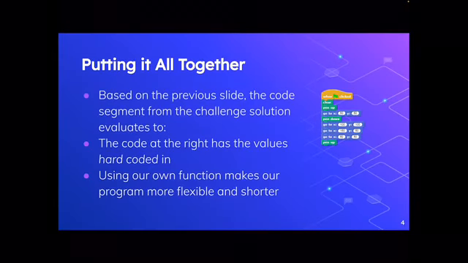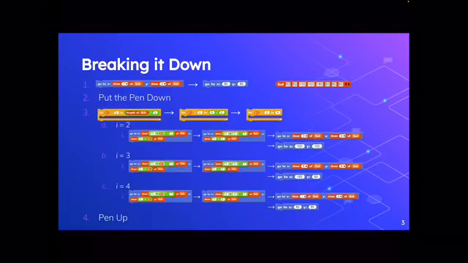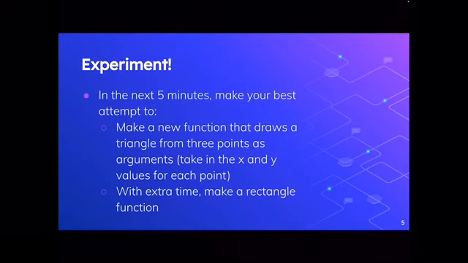Okay, so now let's do an experiment. Make a function that draws a triangle from 3 points as the arguments. Notice that that's basically what this did, except it's a little bit simpler. So try this, making a function. You won't need a for loop for this, but you can do this without a for loop.